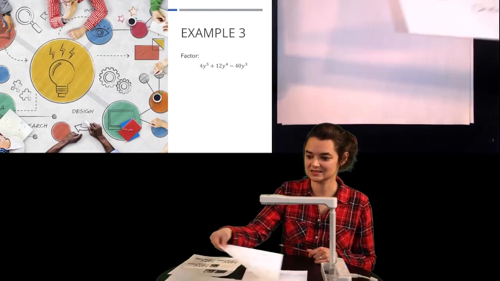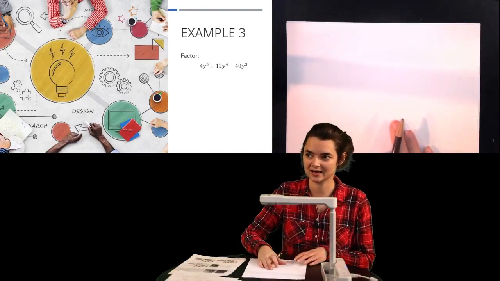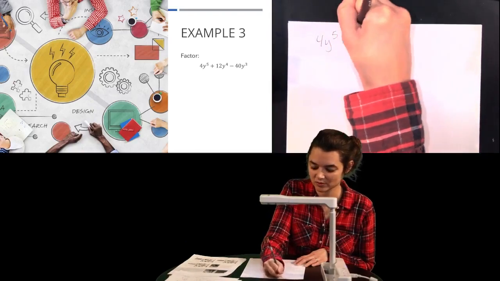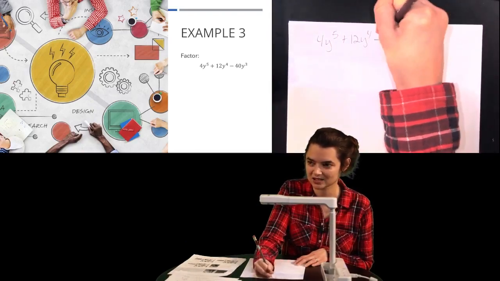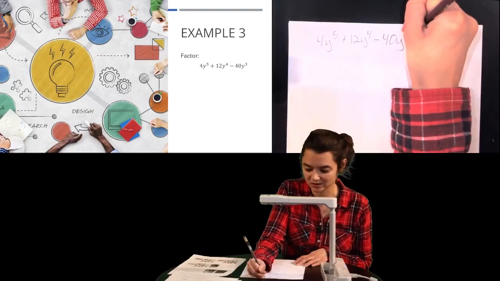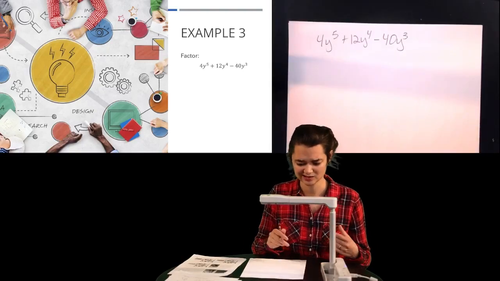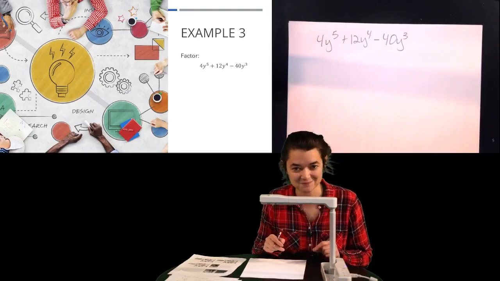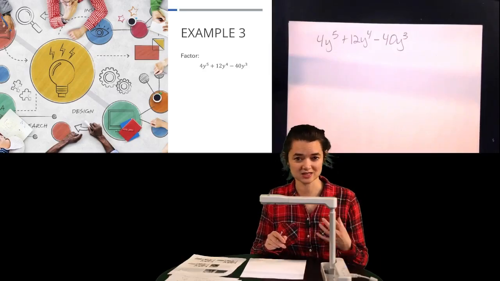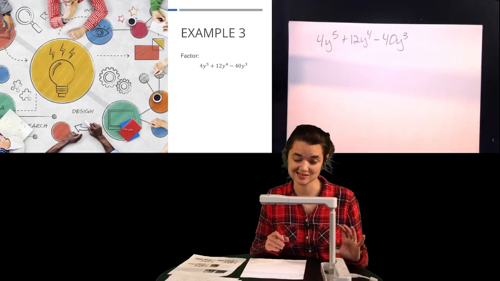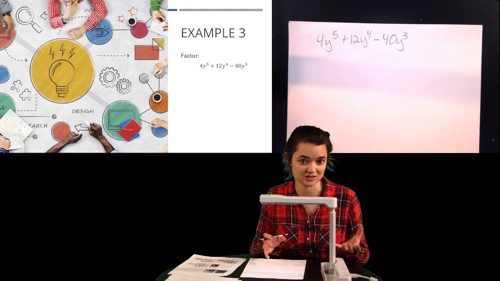Alrighty, let's see. This next one, in example 3, we have 4y to the 5th plus 12y to the 4th minus 40y to the 3rd. Whew, that's a lot there. And hopefully you guys see those terms have some things in common. And so, we talked about this before, but always look for that GCF first. The previous 2 examples, they didn't have a GCF, so we didn't have to factor that out.